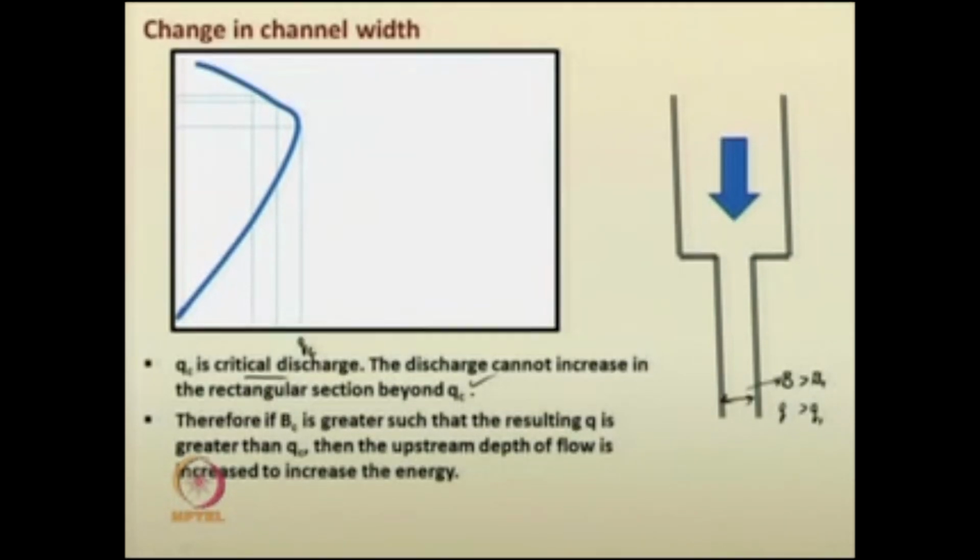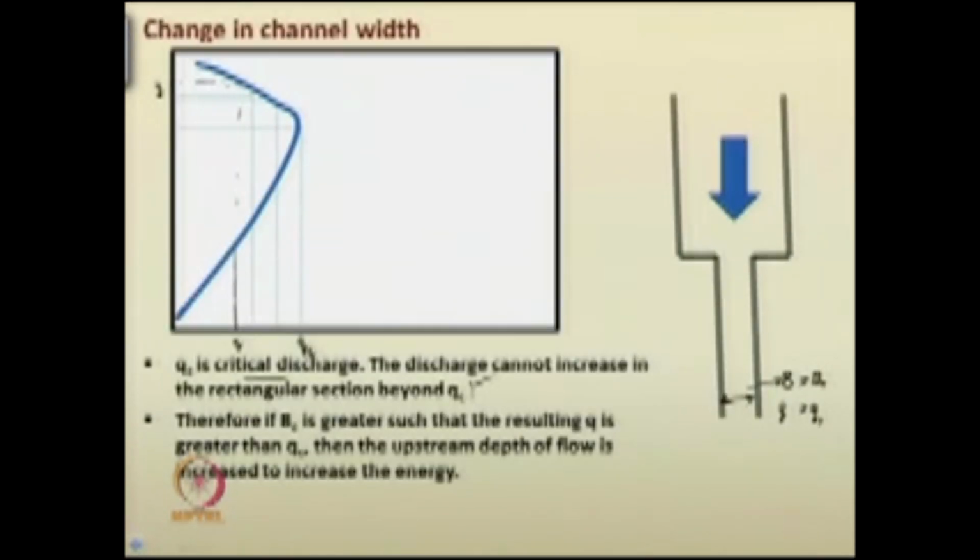What happens is the upstream depth of flow is increased to increase the energy. So, if you increase the upstream depth, what happens? I just increase the upstream depth, the energy gets increased, and q gets reduced. Upstream depth is further increased, and like that the energy E is also increased, right. That way the flow is being compensated. Similarly, you can analyze for width change in the channel width also.